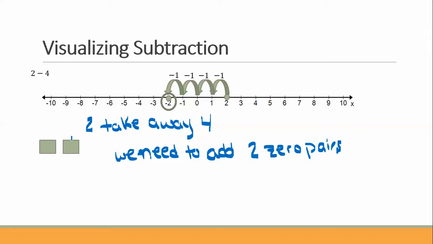So we're starting with 2 positive boxes, and we need to take away 4 positive boxes, so we need to add 2 0 pairs. So here's our 2 0 pairs, a positive 1 and a negative 1, a positive 1 and a negative 1. Now that we have it set up correctly, now we can take away 4 positive boxes, 1, 2, 3, 4, and we're left with negative 2 boxes. Here we're left with negative 2, here we're left with negative 2.